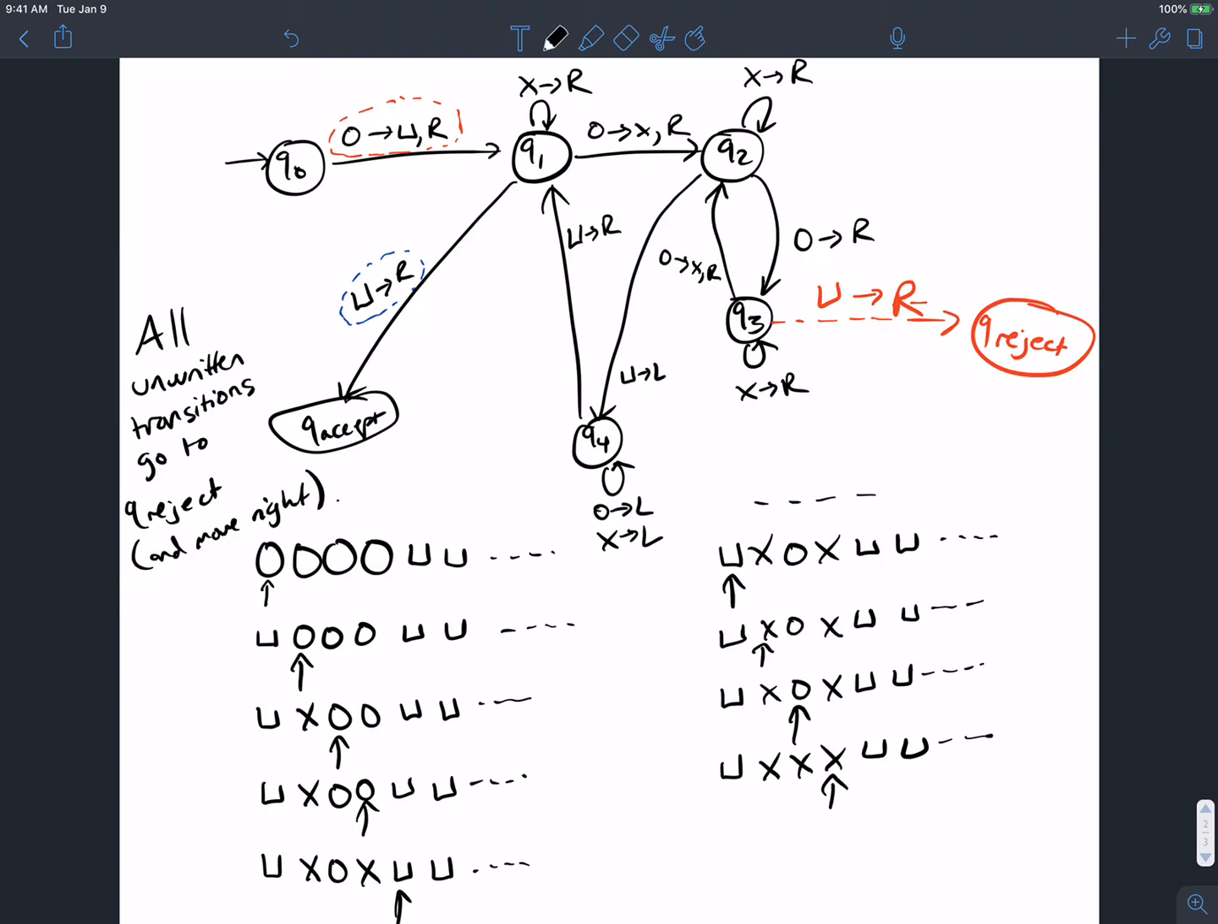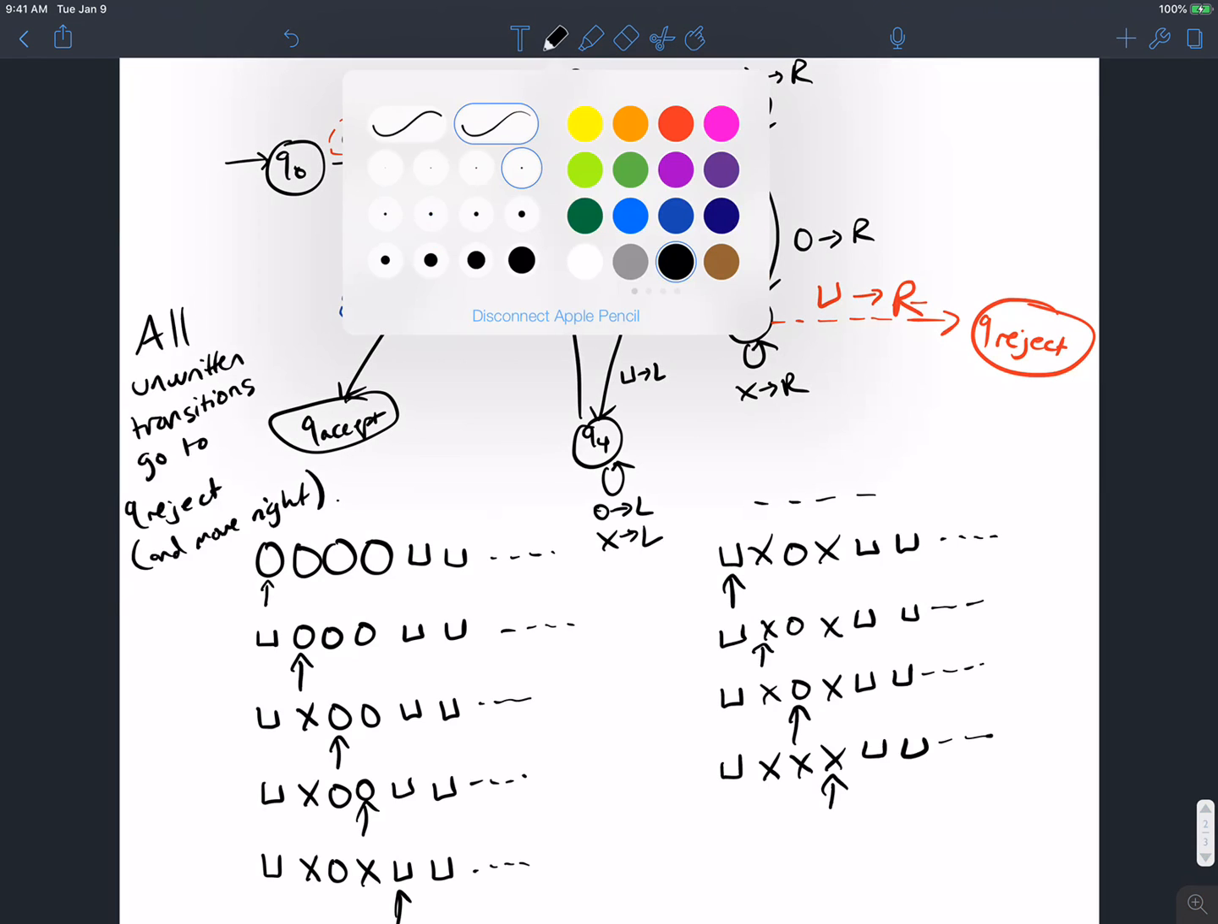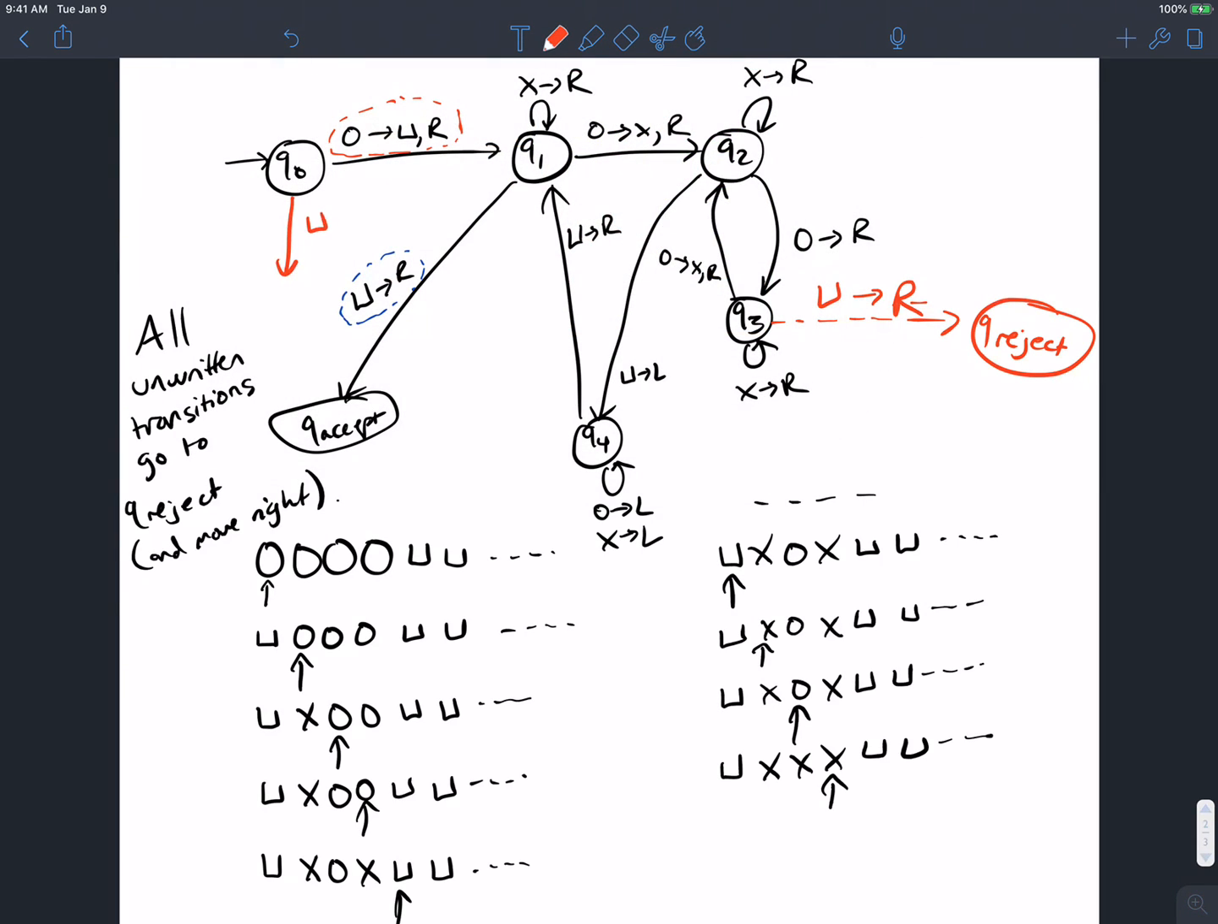Other questions? Yeah. So just to make it a simpler diagram for Q0, reading in blank, if we just had all unread transitions go to reject, even if we knew it had to go to reject, we could just write that. Yeah. So you could do something like, here you can say blank goes to right and Q reject. So something like that, that's fine. It's never wrong to be more specific than less, but if you write this, you're covered. Other questions?